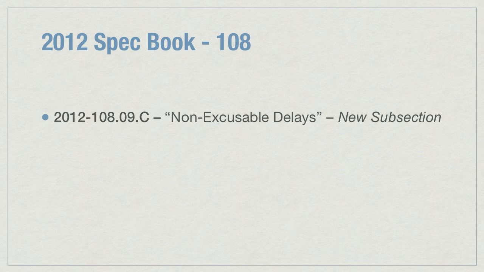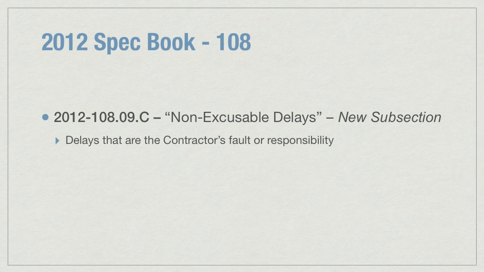Subsection 10809C, Non-Excusable Delays, is also a new subsection in the 2012 book. This subsection addresses delays that are the contractor's fault or responsibility. These delays are non-compensable and no extensions of time will be granted.